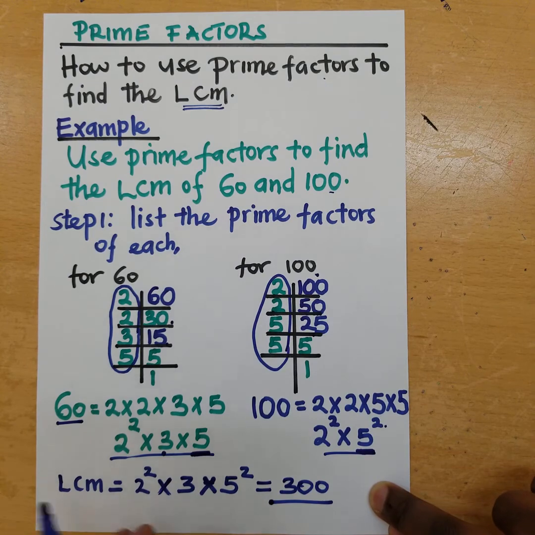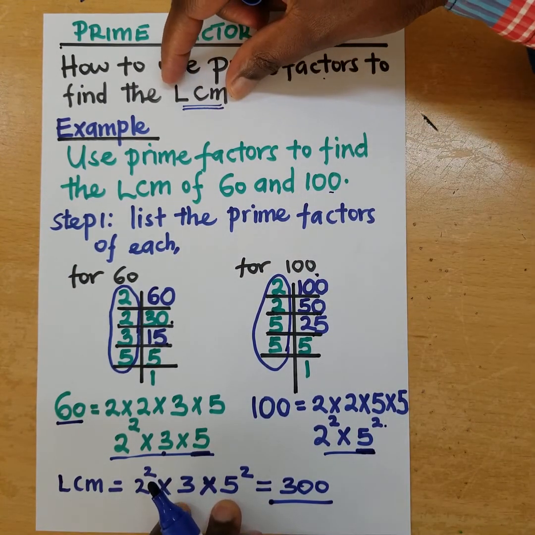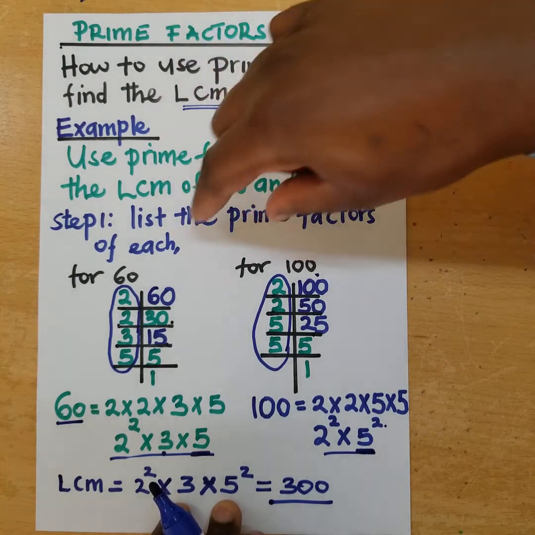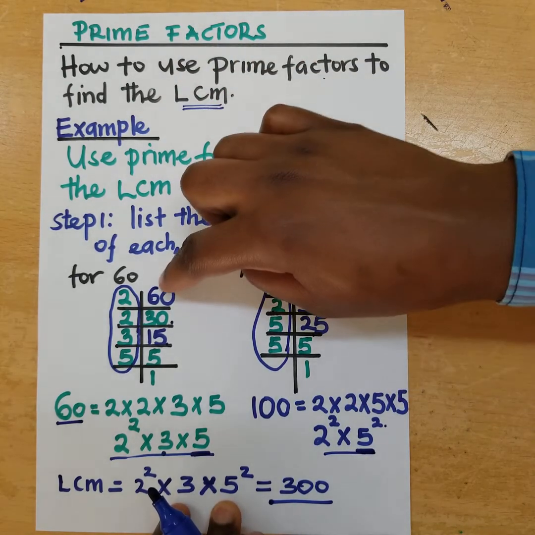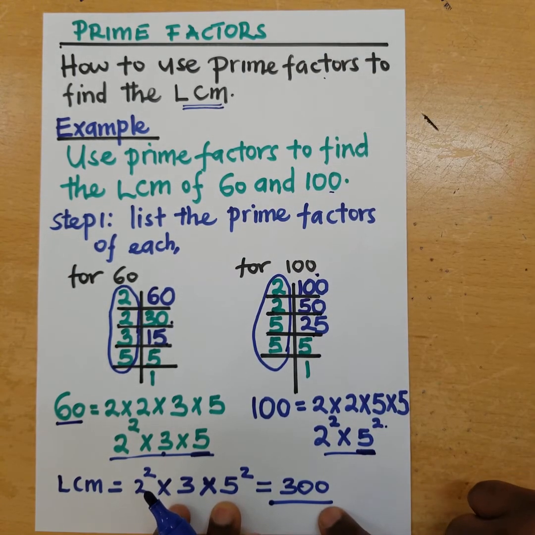I'll give you an example. Use the other method of finding the LCM, whereby you draw a small table, put 60 and 100 and find the LCM. See if it will bring you to 300.